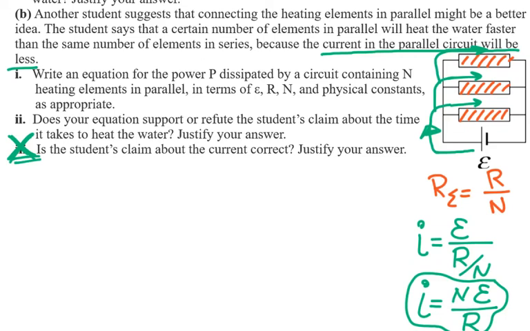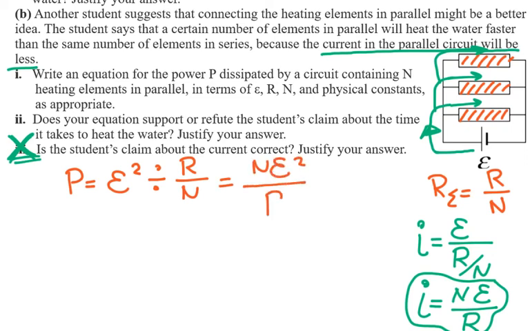And then for the first part, they say write an equation for the power dissipated. So I can write the equation again. I know what my total resistance is equal to. So the power is equal to V squared over R, and it's R over n. Let's write it this way. It's going to be V squared divided by the total resistance, which is R over n. So the power is equal to n times the EMF squared over R.